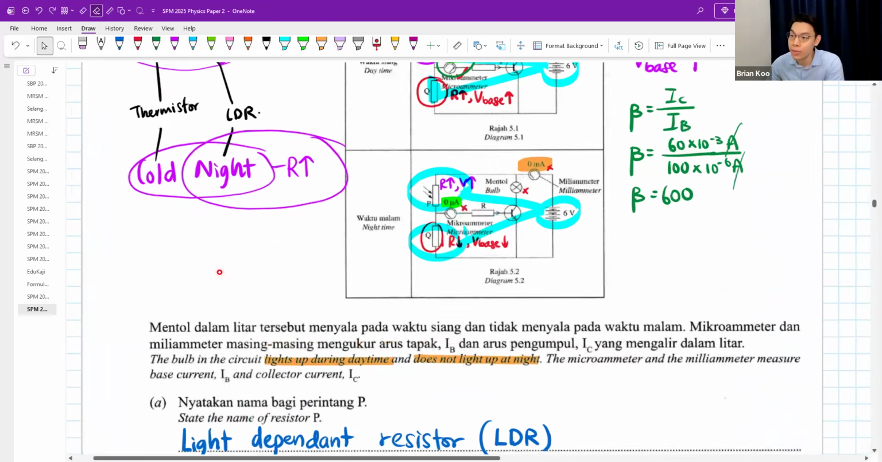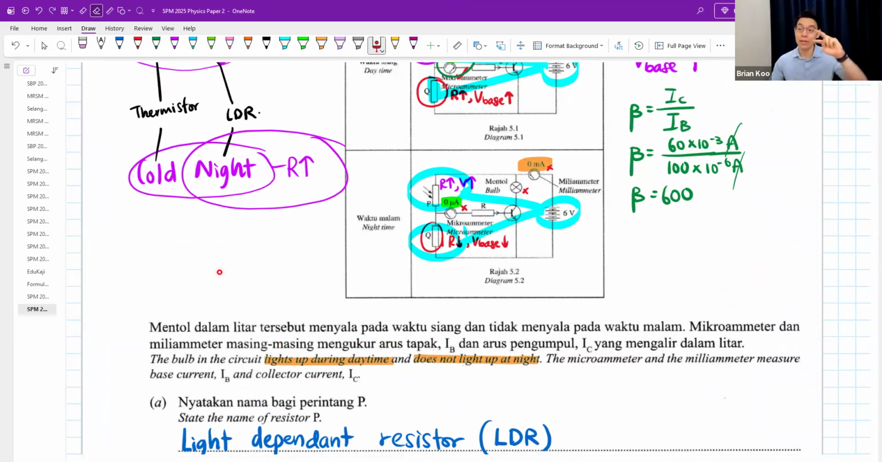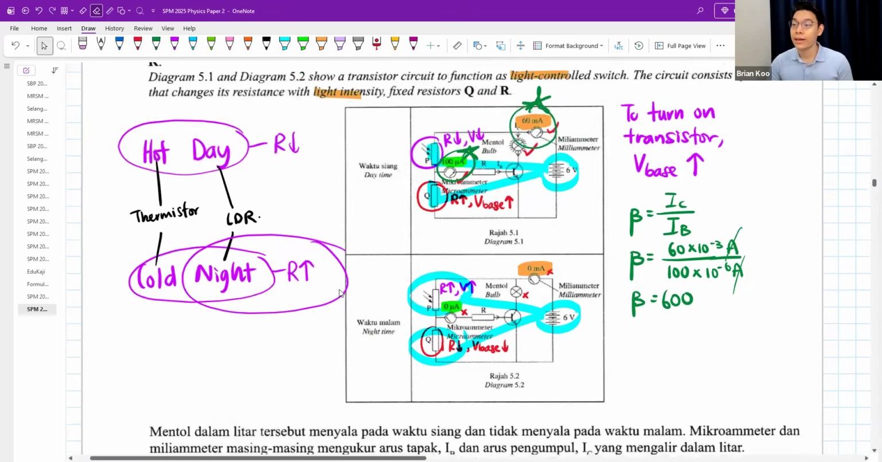Just switch the position. Okay, if this circuit right now lights up at the daytime, you just have to reverse it. Then it will light up at night already. Or if they tell you, right now this one lights up when it's cold, can you change it so that it lights up when it's hot, cold and hot for a thermistor circuit? Or you just reverse these two resistors also. Okay, when you reverse, then it will work already.